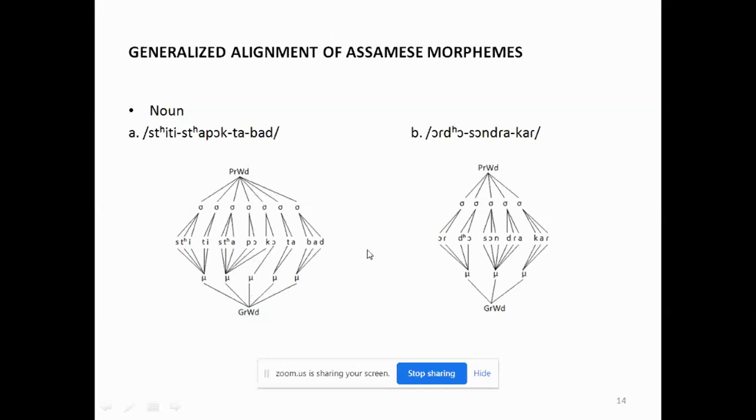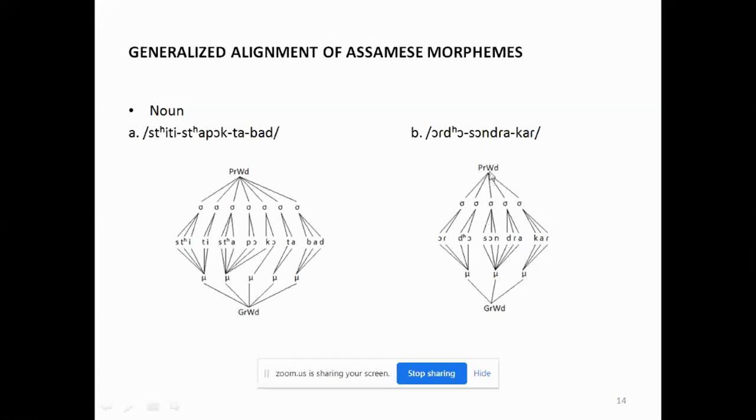Likewise, another example, ordho sondakar. Here you can see that ordo, a single morpheme, is broken into two syllables in prosodic structure, that is or and tho. But in the grammatical word, this is only one segment, that is ordo. And the second segment, sondro, is also two segments in the prosodic word, that is son and dro. And the third one is kar. This remains the same for both the prosodic and grammatical word.